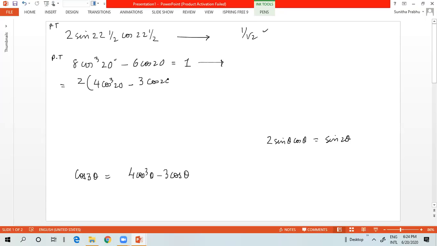3 cos 20. Okay. So 4 cos cube 20 minus 3 cos 20 means it is in this form, right? So that means it is 2 into cos 3 theta, cos of 3 into 20. That means it is 2 cos 60. What is cos 60? 1 by 2. 2 into half is nothing but 1. Hence proved.